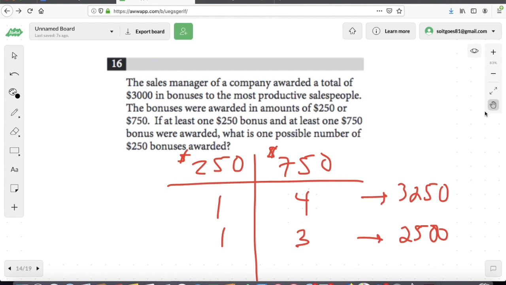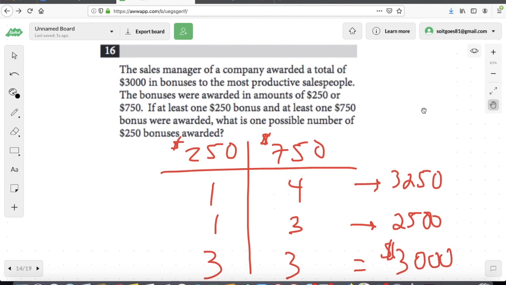Let's do that. So 3 $250 bonuses, and then how many of the 750s? 3. 3 of those. What does that give us? That should be 3,000. It's 3,000. It is. 3 is our answer. Nice. Any questions about that? No. Okay. Again, the approach there is testing values.